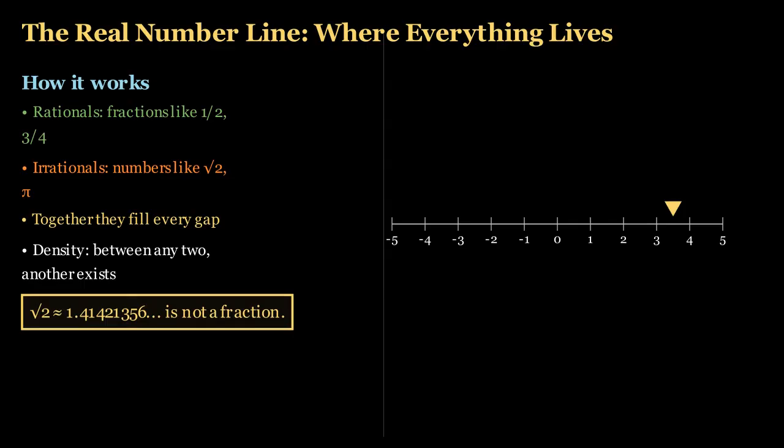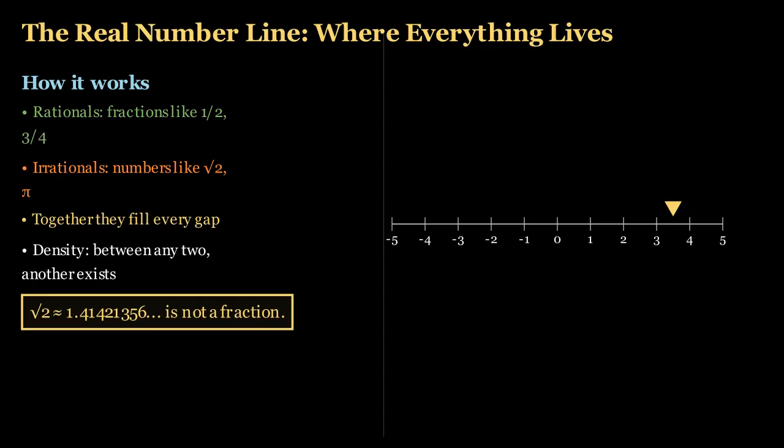Let's see why this matters with a real problem. Imagine you drop a ball from a height of 5 meters. Its height above the ground changes smoothly over time. If you plot time on the horizontal axis and height on the vertical, you get a beautiful, unbroken curve. This curve is continuous because the real numbers are continuous. At every single instant of time, there is a real number telling you the exact height. There are no jumps or gaps.